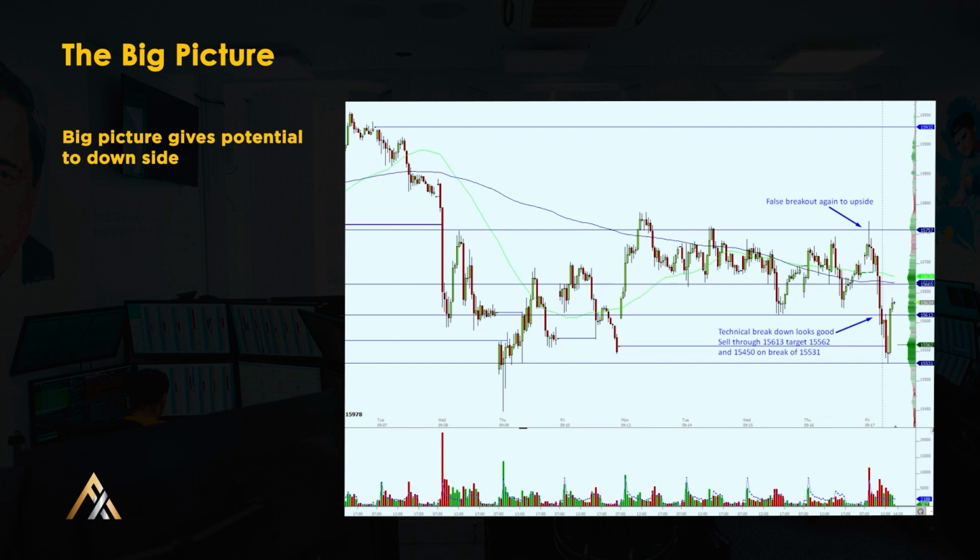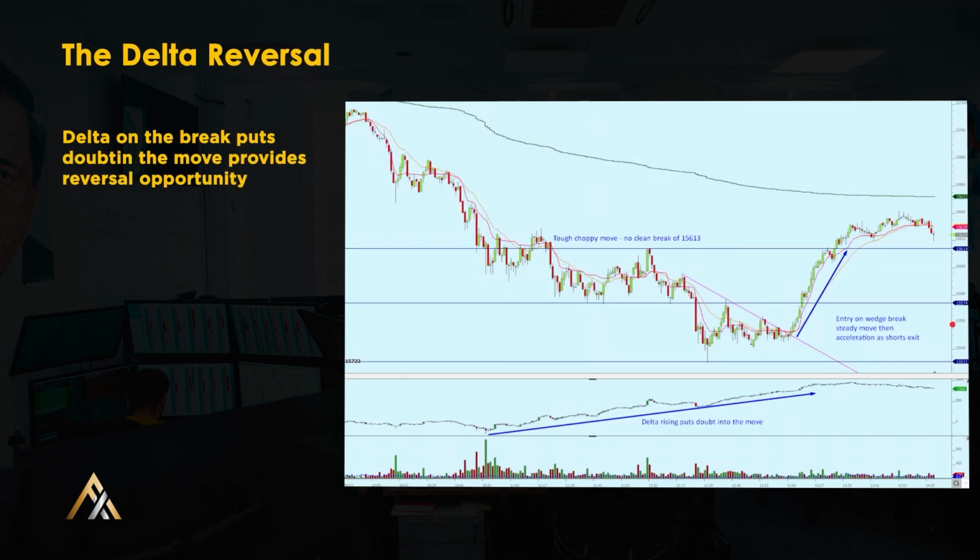You're already doubting this move as it goes down. And you're already starting to think to yourself, maybe there's a reversal on here. Maybe I can actually play some kind of reversal trade, be it a short-term scalp reversal or the full big reversal all the way back to 15,613. So let me explain the delta reversal trade.